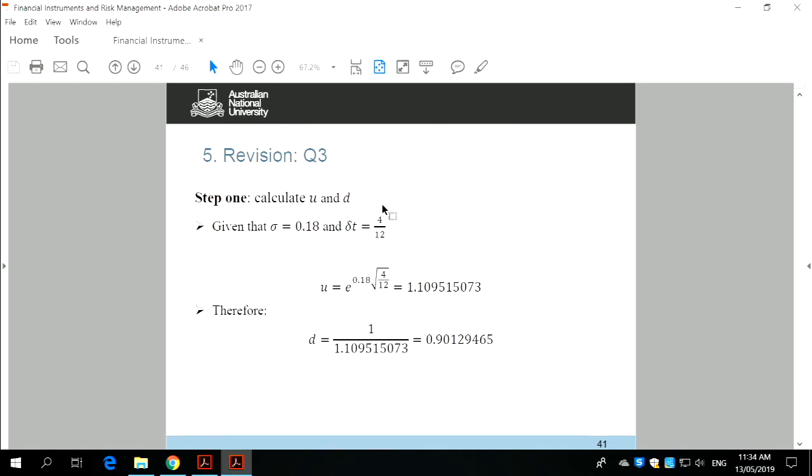So basically, I would expect you to remember the formula for calculating little u and little d, okay? Because the proportional increase and decrease may not be provided in the final exam, so you need to remember this. We know that the equation for calculating u is simply e to the power of sigma times square root of delta t. So use delta t here, don't use the maturity. So delta t is 4 months, 4 over 12. We get the proportional increase, and 1 over that gives us the proportional decrease.